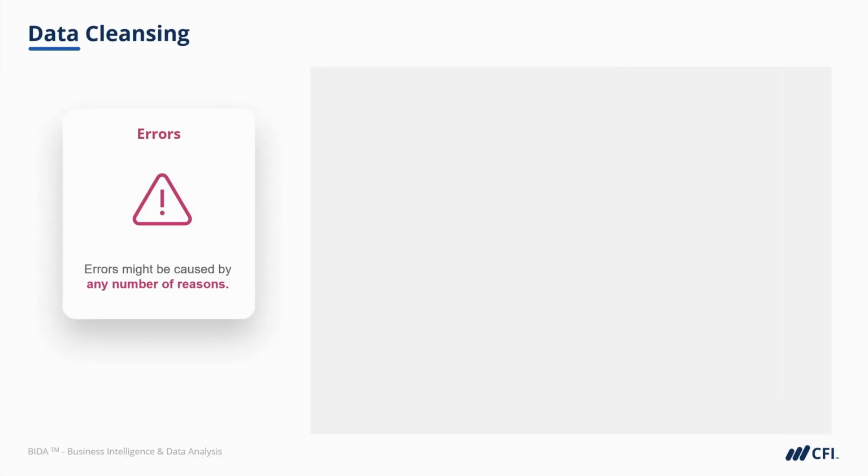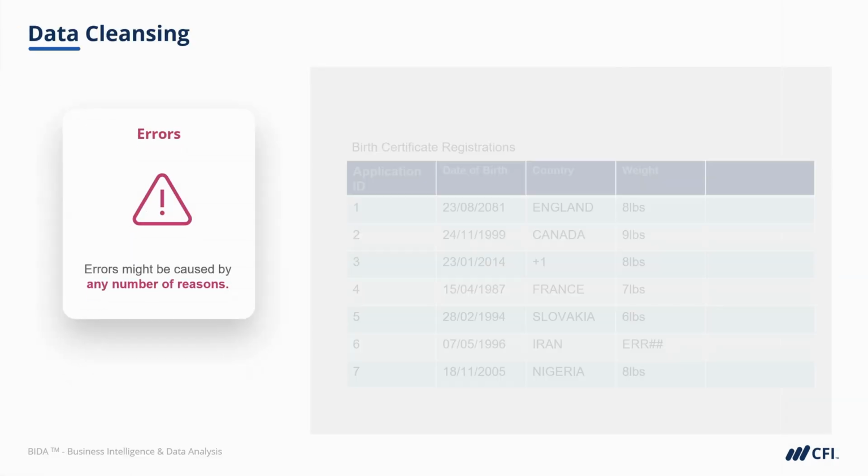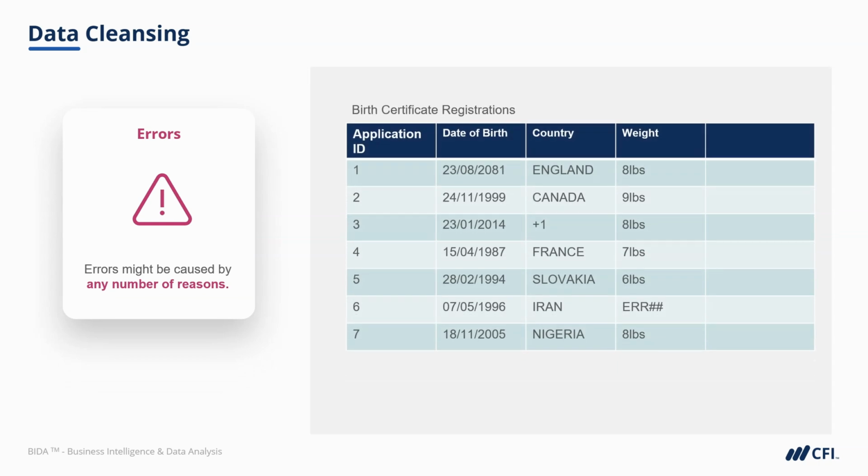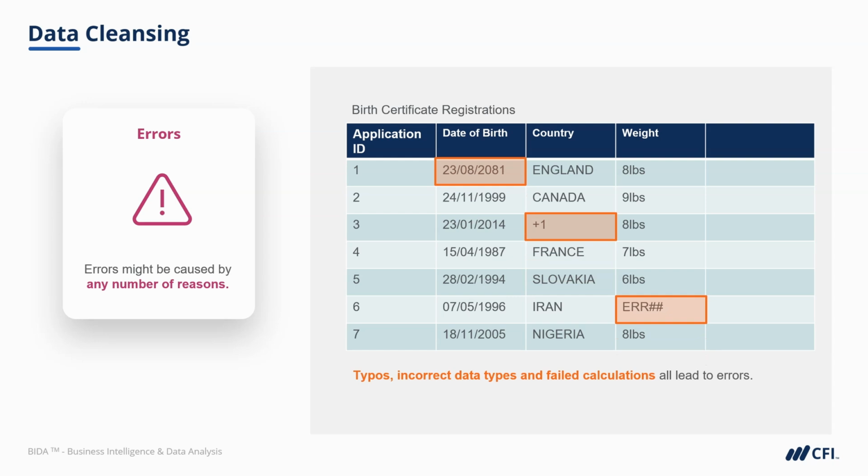Finally, we might have plain old errors in our data. In this example of birth certificate registrations, we see typos, incorrect data types, or failed calculations. Ideally, the data entry system would prevent most or all of these errors, but we need to be aware of them in case they find a way into our data.